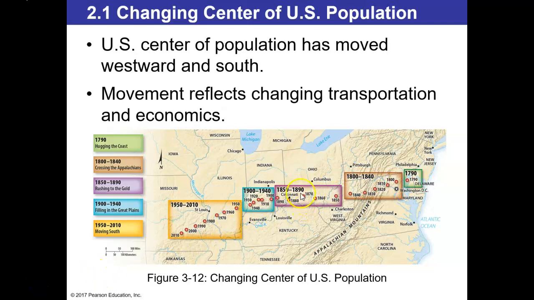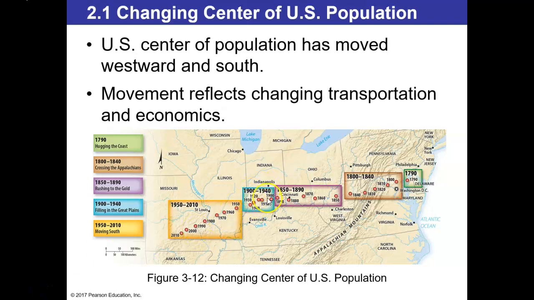The next time frame is 1850 to 1890, and folks are moving westward to rush for gold. The population center shifted west more rapidly around this period, and rather than continuing to expand agriculture in the West, mid-19th century pioneers kept going all the way to California, mainly to mine for gold.